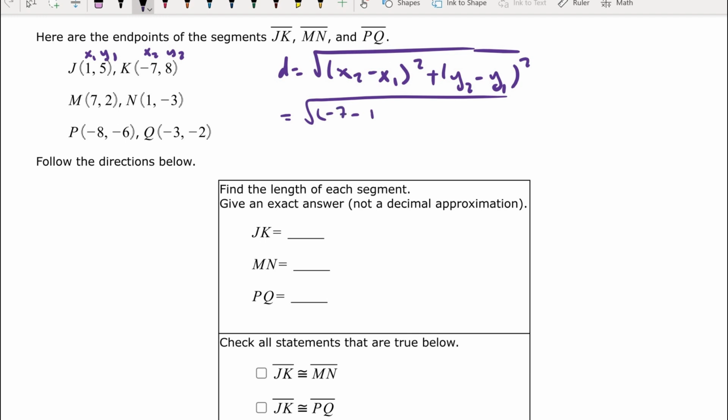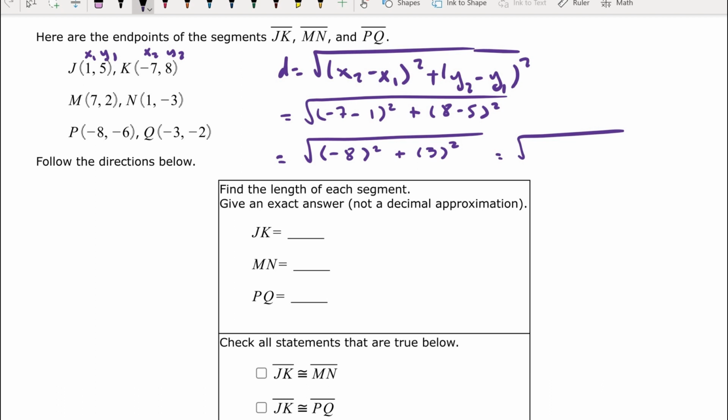Negative 7 minus 1 squared plus y2, which is 8 minus 5 squared. Negative 7 minus 1, same sign, add them up. That would be negative 8 squared, plus 8 minus 5 is 3 squared. Negative 8 squared is 64. Plus 3 squared is 9. So we add them up. That will give you 73. Square root of 73.